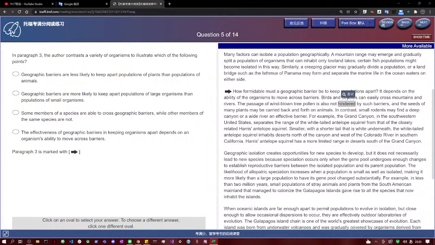In contrast, small rodents may find a deep canyon or a wide river an effective barrier. For example, the Grand Canyon in the southwestern United States separates the ranges of two species of antelope squirrel. White-tailed antelope squirrel seems to be some kind of animal. From that, the closest related one is Harris's antelope squirrel.